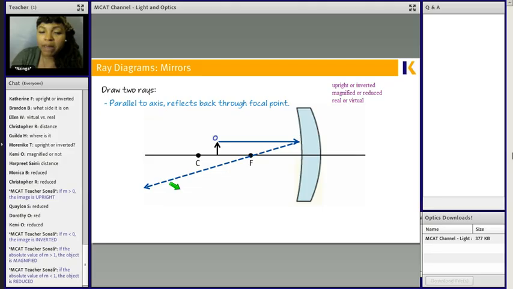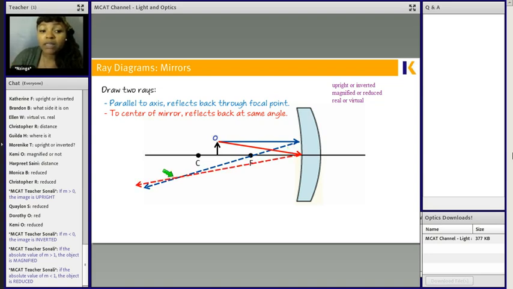Okay, so that's the parallel ray. So let's go ahead and draw a central ray. The central ray is going to go from the object to the mirror, and then it's going to go back along that central axis. So from the tip of the object to the mirror, and then it's just going to reflect back on the opposite side of that central axis.